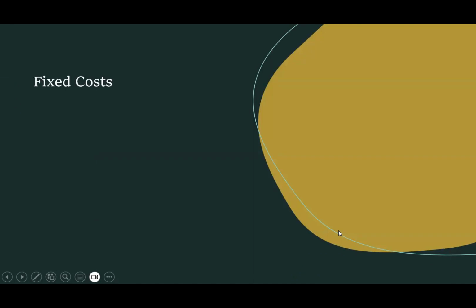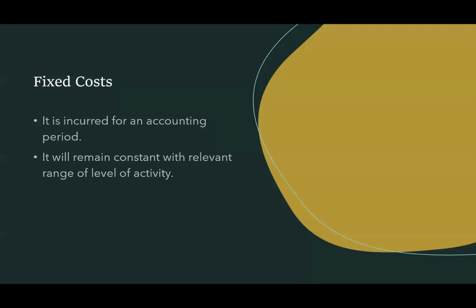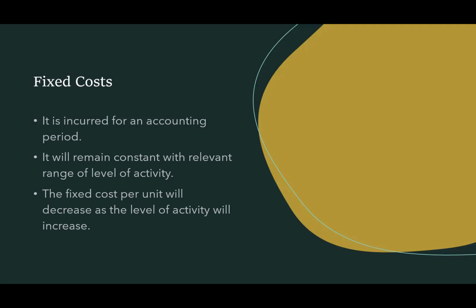Whereas the next one is fixed cost. Now, fixed cost has nothing to do with the level of activity. It is actually incurred for a specific accounting period, let's say for 1 year. It will remain constant within the relevant range of level of activity. It will not change. So no matter whether you produce any cakes or not, you still have to pay for it, like the rent, okay, like the executive salaries. All of them will be considered your fixed costs because they have no relationship with the level of activity and you have to incur them.